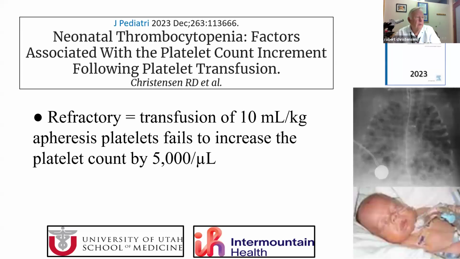This is a paper that we put out last year where we tried to define what refractoriness was. And we settled on this with considerable evidence base, and that is that when you give a platelet transfusion of 10 ml per kilo of apheresis obtained platelets, and that fails to increase the platelet count by 5,000 per microliter, we're labeling that as a refractory state.